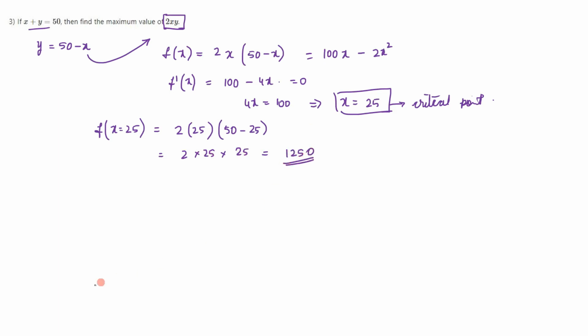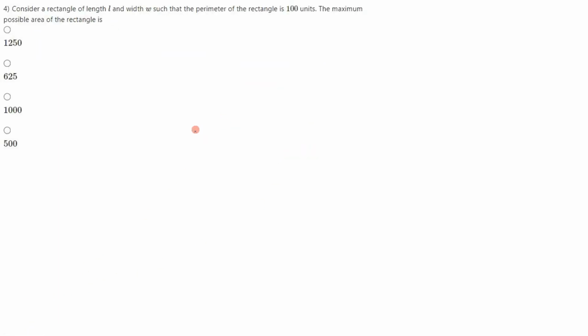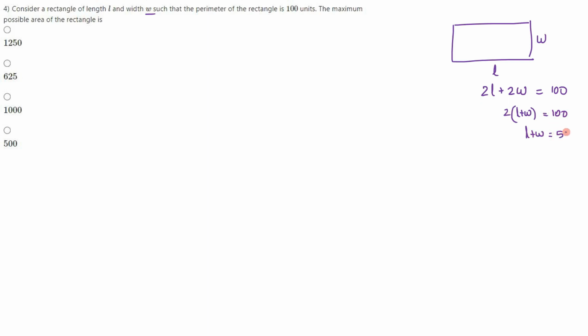This is the answer. Moving on, consider a rectangle of length L and width W such that the perimeter of the rectangle is 100 units. So if we have a rectangle something like this, the length is L and the width is W. What is perimeter? Perimeter is 2L plus 2W, that is given as 100. So if I take 2 common, I'll have L plus W, and L plus W is nothing but 50.